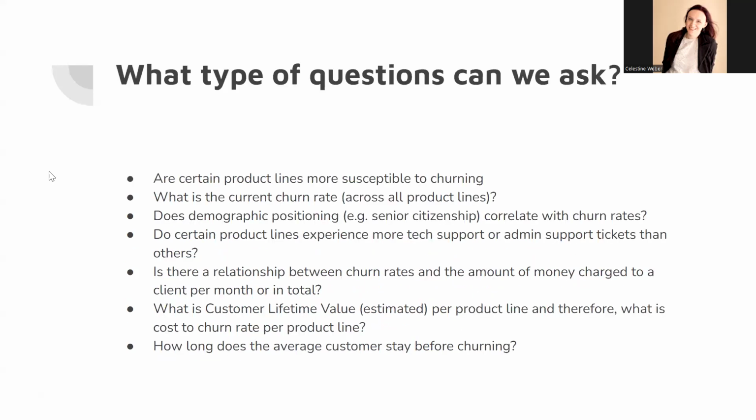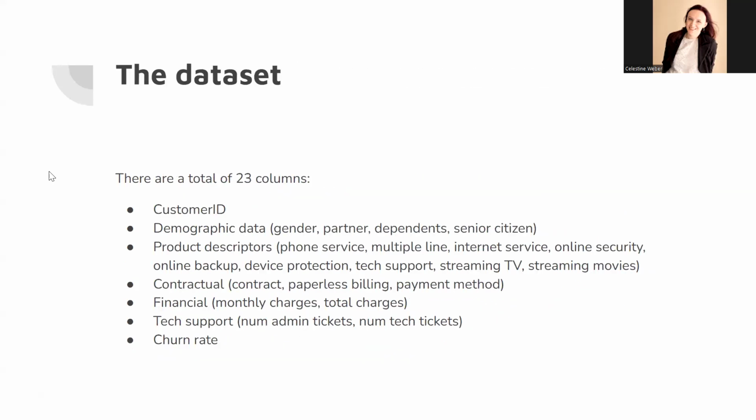Okay, there is a total of 23 columns, of which there's a customer ID, demographic data, which is gender, partner, dependents, which is a count of dependents, and senior citizen indicator. Then we also have product descriptors. So there's phone service, multiple lines, internet service, online security, which was also a type of service people could purchase, online backups, device protection, tech support, streaming TV services, and streaming movie services, all offered by this telecom communications company.